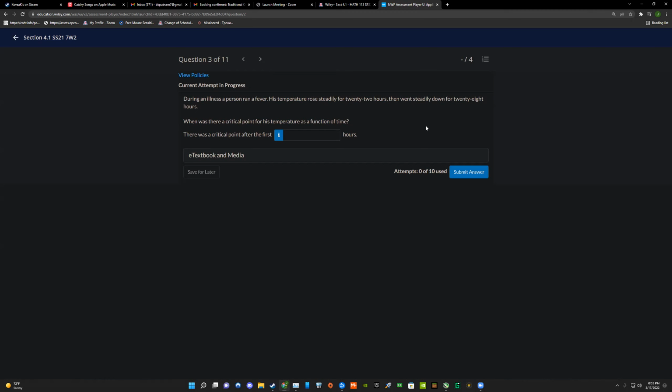All right, let's see. We had a fever, rose steadily, then went down for 28 hours. Was there a critical point for his temperature as a function of time? There was after the first. So they're asking you to logic through what the sentence is saying, which is that the function rose and then it went down. So if something increases and then decreases, it must be a maximum. Now, where is it? It's wherever the change took place. So it was after 22 hours is where it hit that max. Oh, it really is that straightforward.